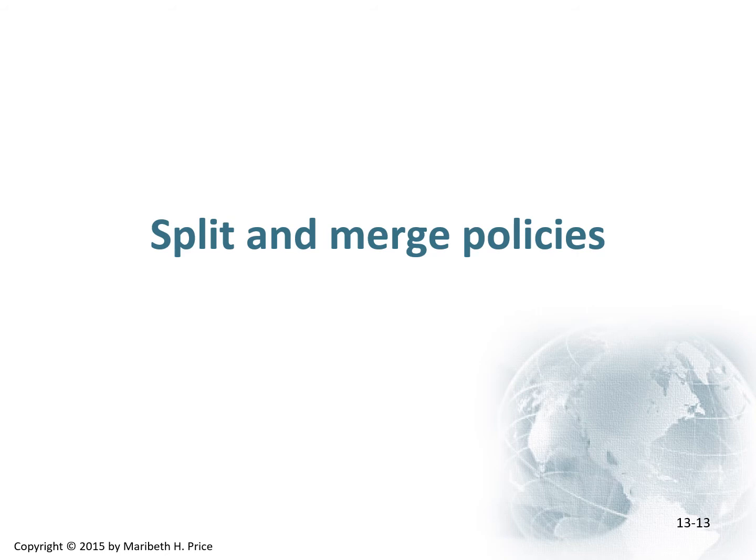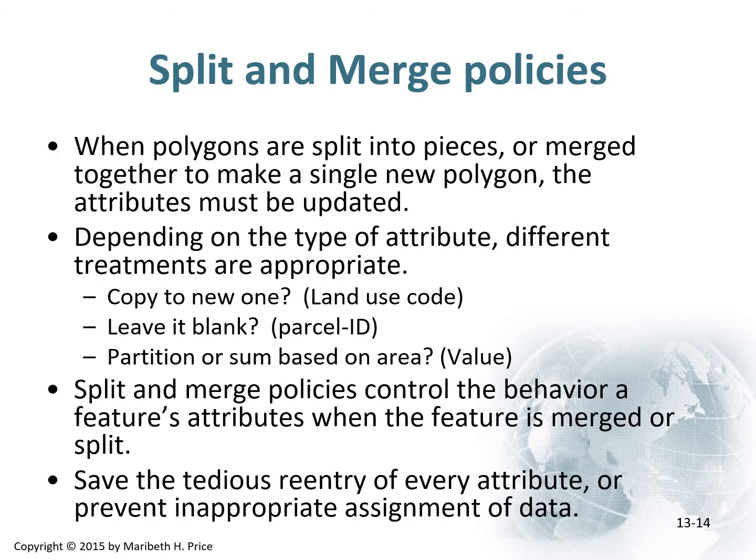Split and merge policies. What happens when you cut things up or add things together? When polygons are split into pieces or merged together to make a single new polygon, the attributes have to be updated. Depending on the type of attribute, different treatments are appropriate. For some things, you just simply copy what was in the old one into the new one. Sometimes you leave it blank. Sometimes you can divide the value up based on area.